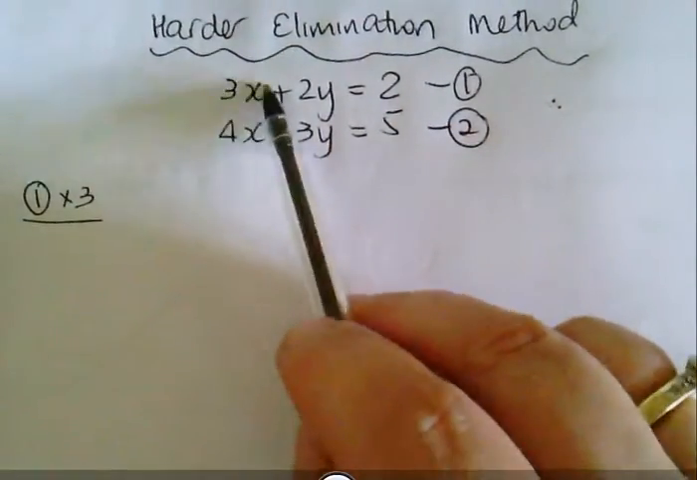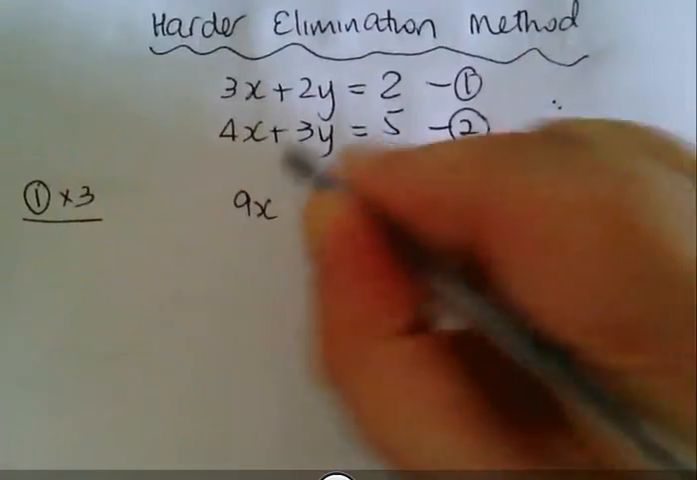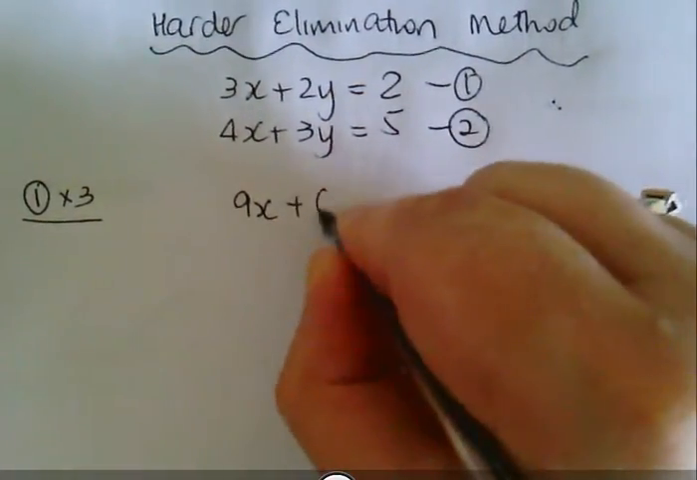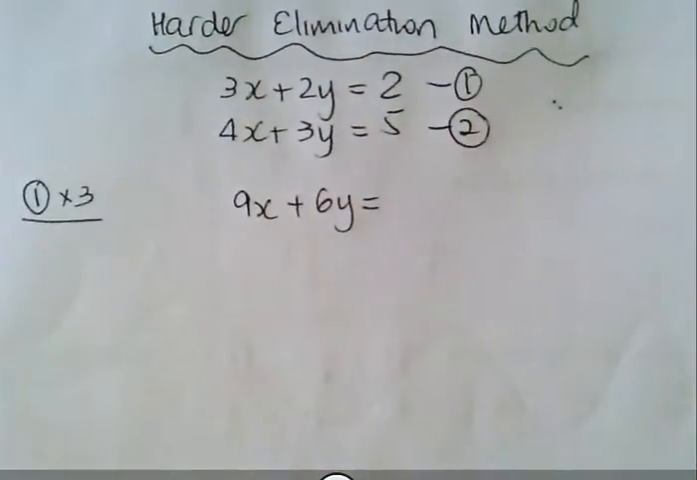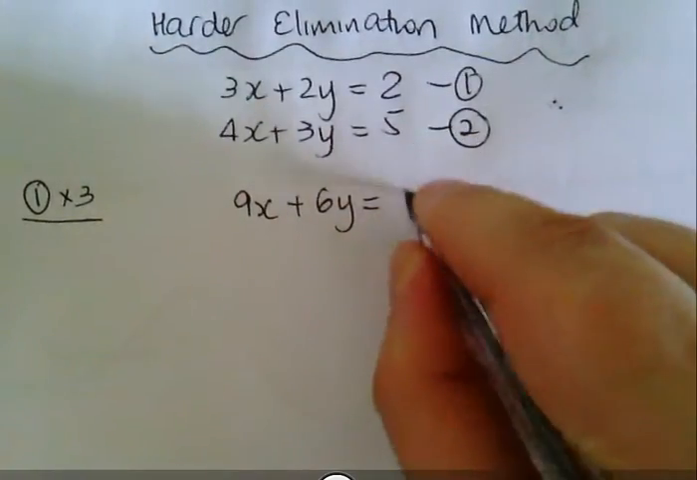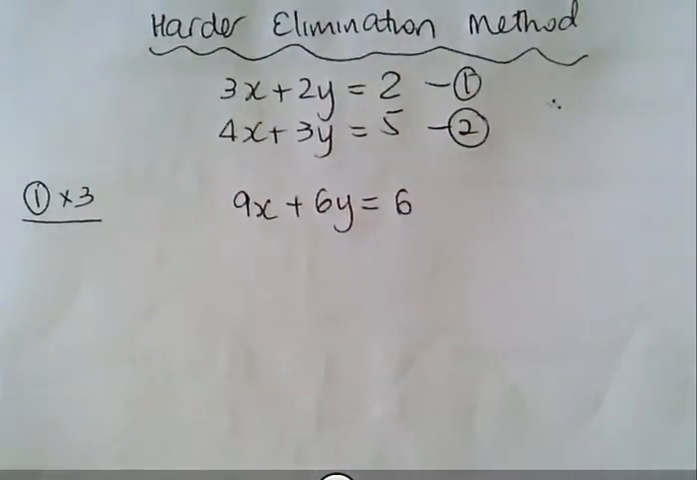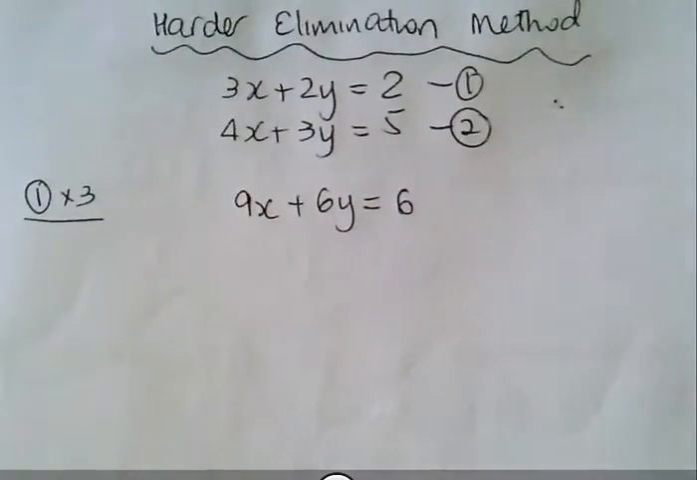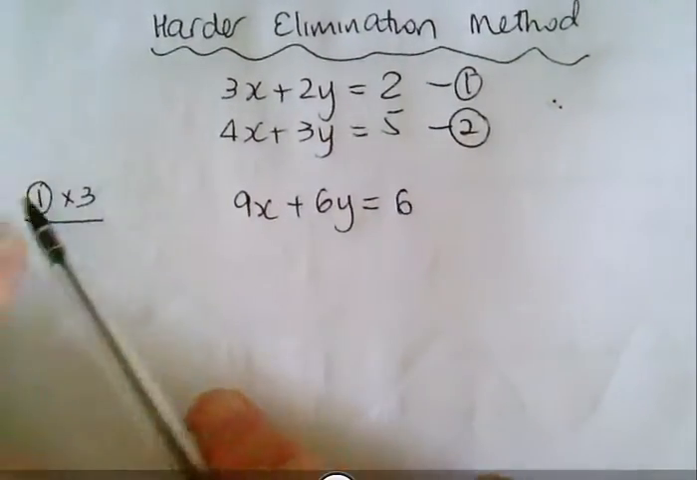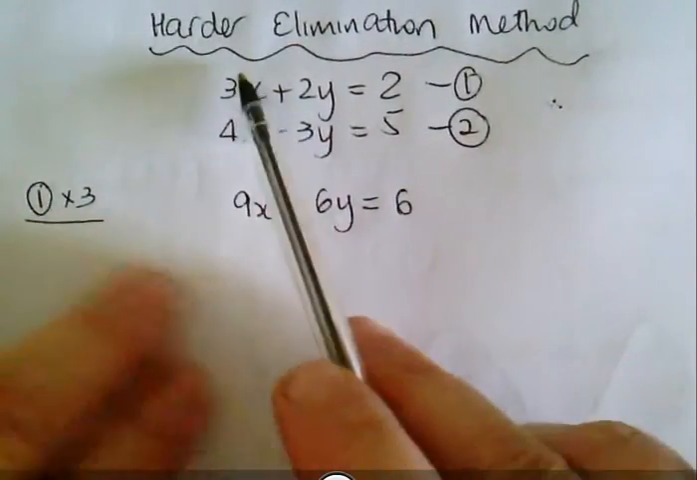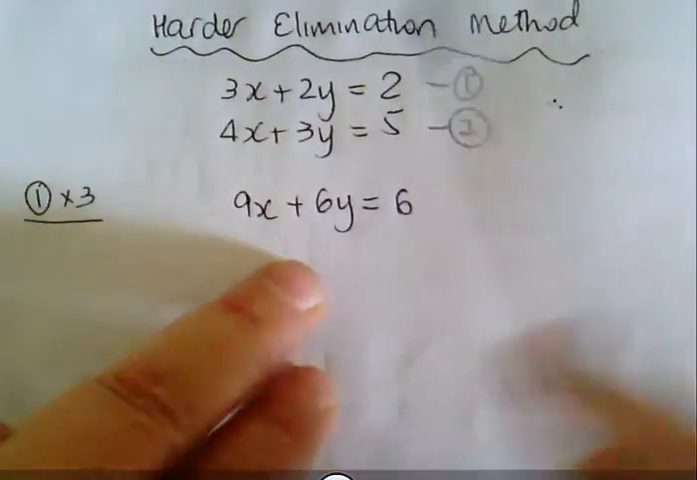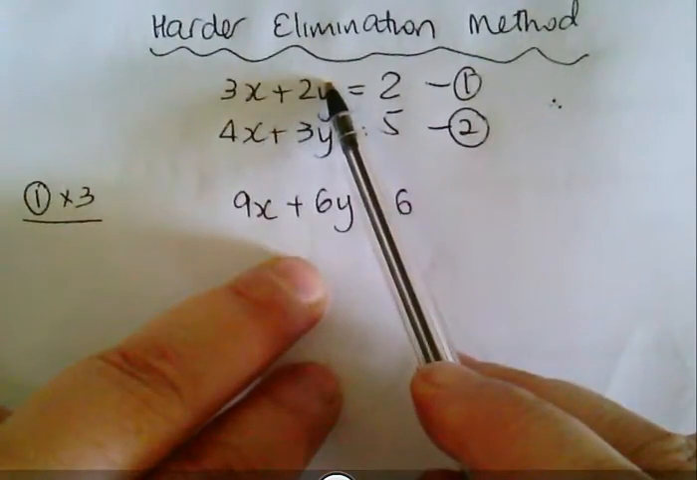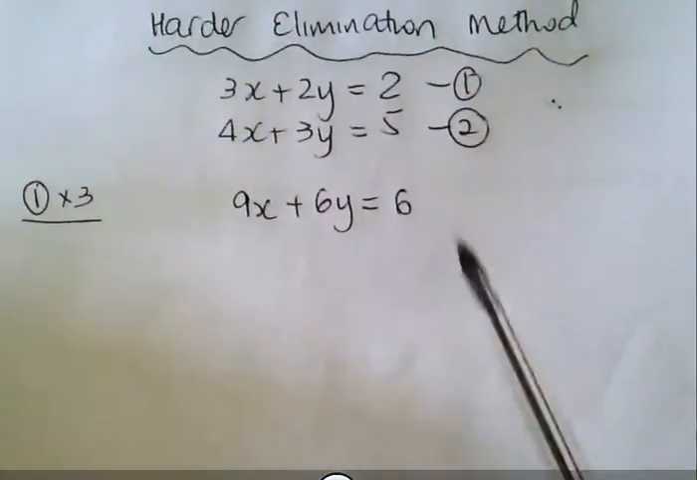What's 3 times 3x? What's 3 times 2y? Plus 6y. And what's 3 times 2? 6. So I've taken equation 1, and I've multiplied everything by 3. So 3 times 3x is 9x. 3 times 2y is 6y. 3 times 2 is 6.